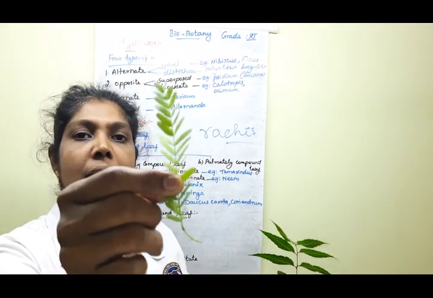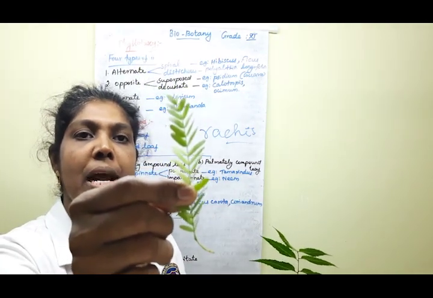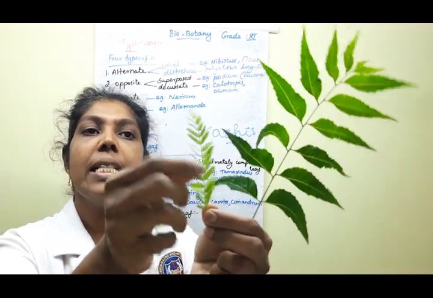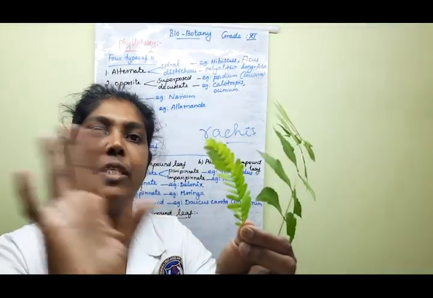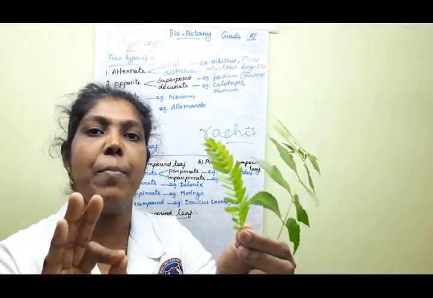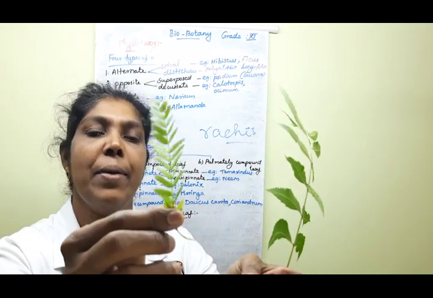Understood? Say yes or no. What do you mean by paripinnate? The leaflets are present in an even number. That is known as paripinnate. A good example is tamarind.